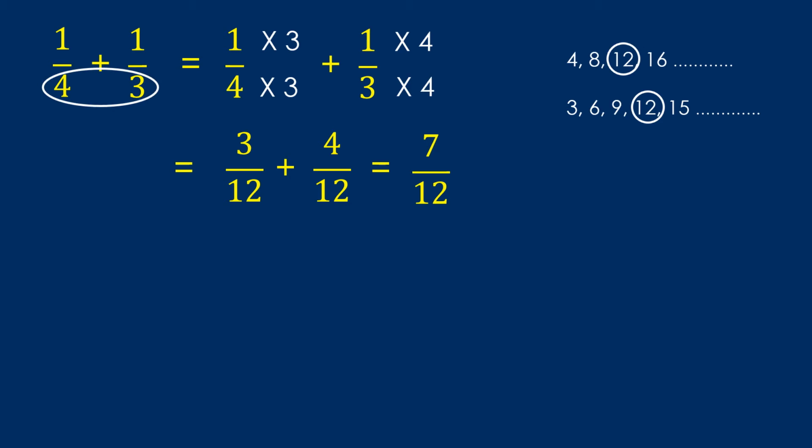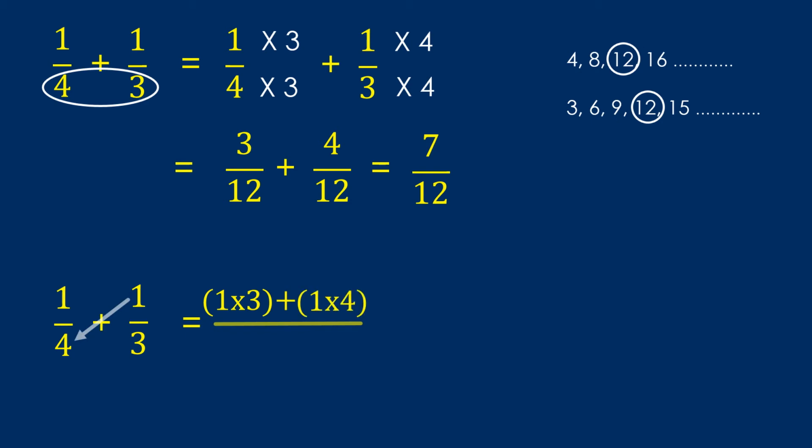Then let us see another easy way to add fractions. First, I repeat the same question. 1/4 plus 1/3. Now you have to cross-multiply the numerators and the denominators. First, multiply the numerator 1 of the first fraction by the denominator 3 of the second fraction. Then put the plus. Next, multiply the numerator 1 of the second fraction by the denominator 4 of the first fraction. Then, multiply the two denominators, 4 and 3.